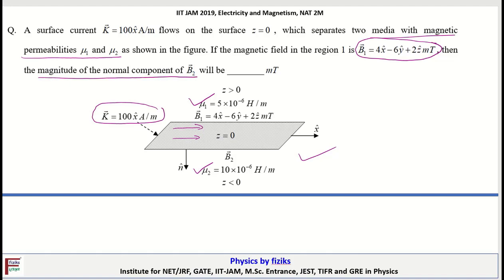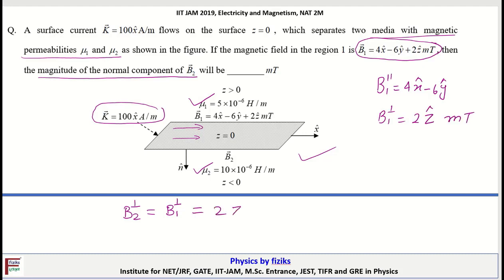So we know the boundary condition for the perpendicular component: B2 perpendicular is equal to B1 perpendicular, which is the universal boundary condition. Since the interface is the xy plane, B1 parallel is given by 4 x cap minus 6 y cap, and B1 perpendicular is given by 2 z cap in units of millitesla. So B2 perpendicular is also 2 z cap millitesla. So the magnitude will be 2 in units of millitesla.